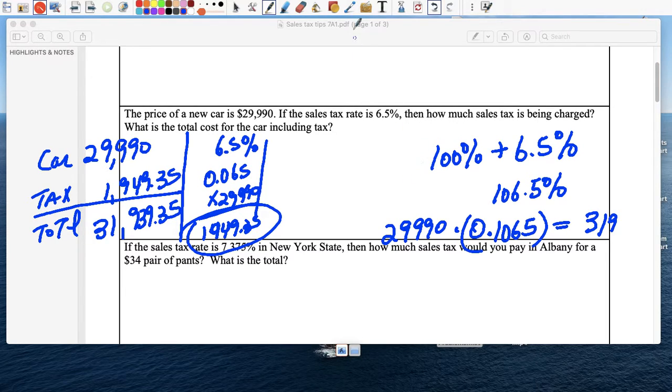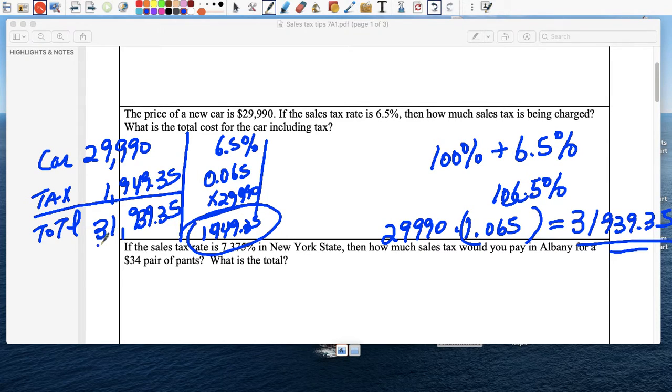Oh, I moved the decimal too much, sorry. So I have 106.5. If you move the decimal 2 over, it's 1.065, sorry. So now, let me multiply this again. 29,990 times 1.065 gives me an answer of $31,939.35.